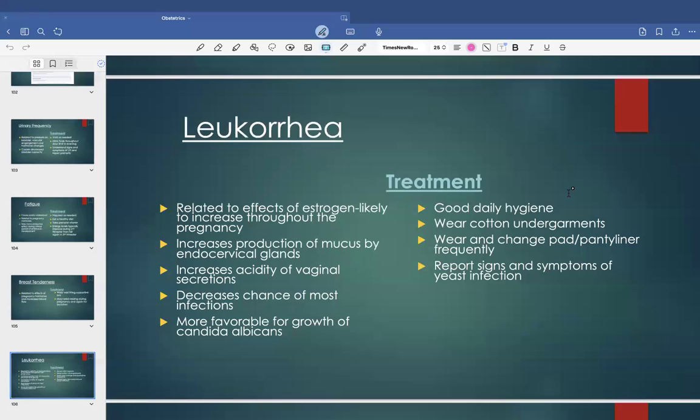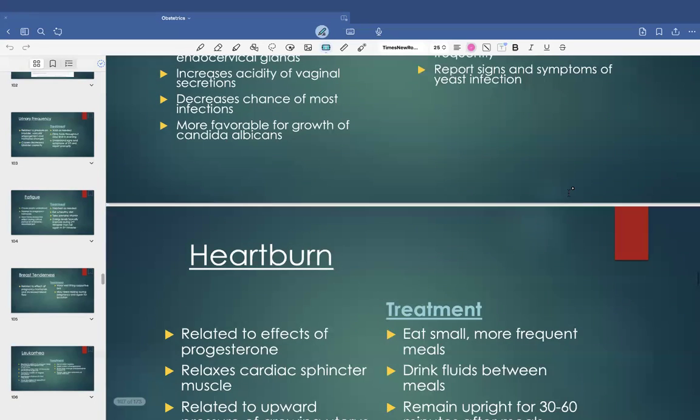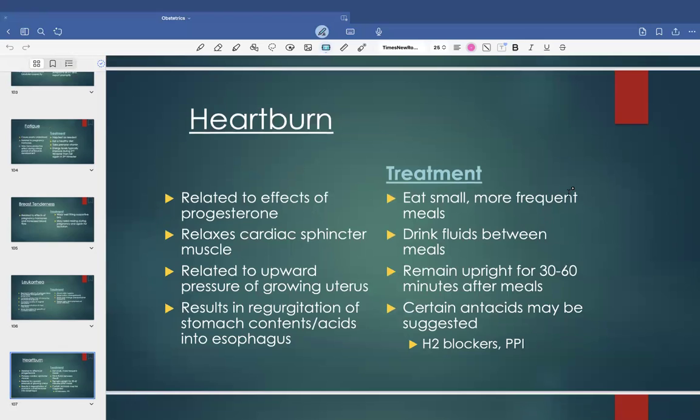Heartburn. This is related to the effects of progesterone. We talked about progesterone relaxing that smooth muscle everywhere, not just the uterus. So it can also relax the cardiac sphincter muscle, causing regurgitation of the contents of the stomach into the esophagus.